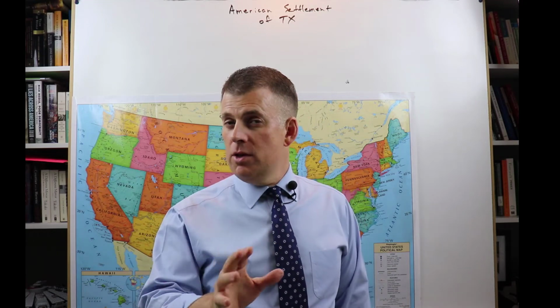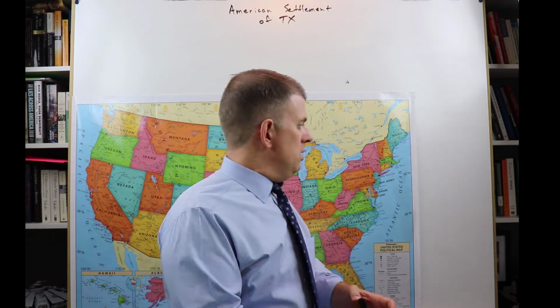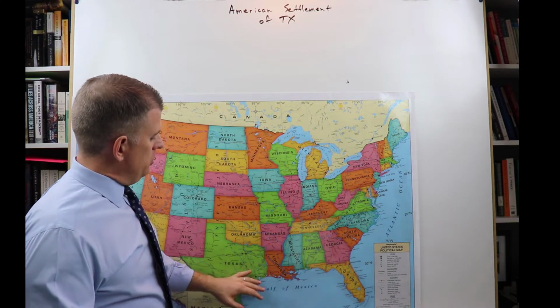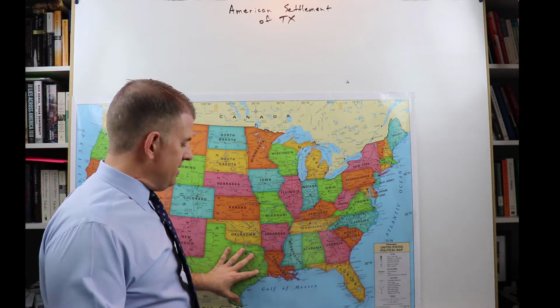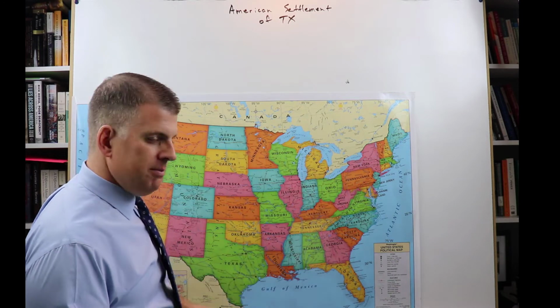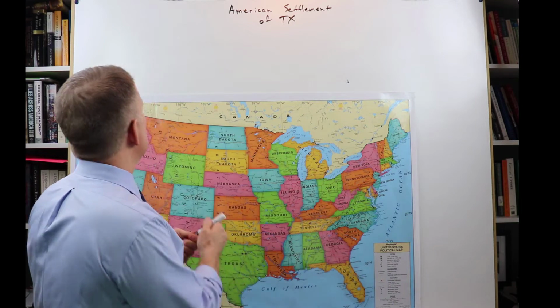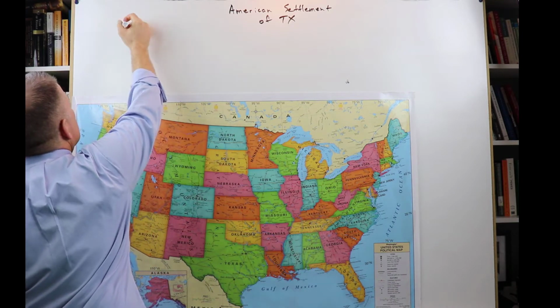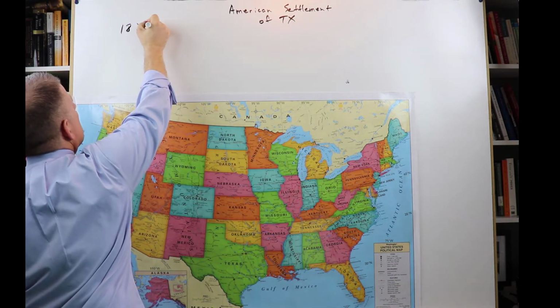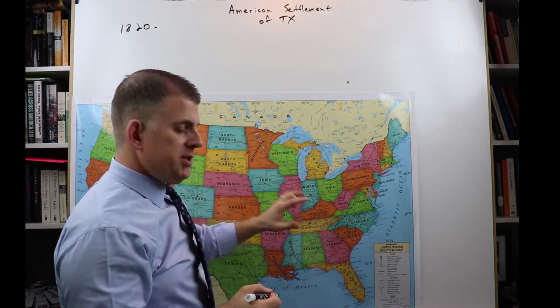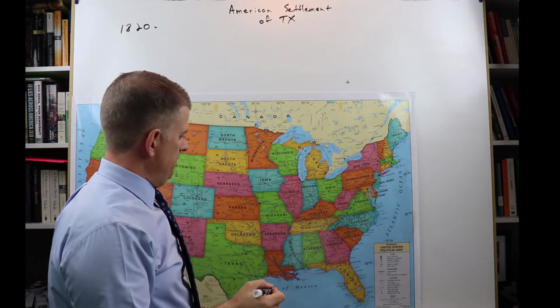Okay, so we just looked at how the Spanish and the French came to explore and settle in Texas, all right? And we stopped at about the year 1750. Now we're going to jump ahead to about the year 1820. We're going to look at how Americans began to settle in Texas, okay?